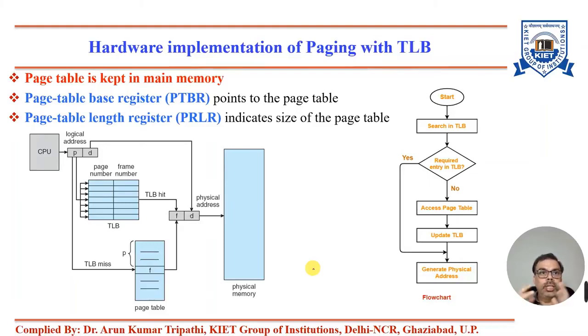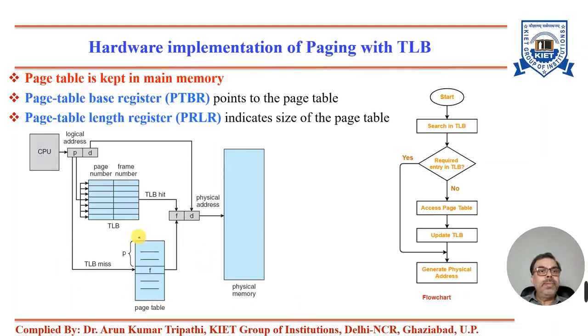So what is it? Let us discuss. As we know, the page table requires space. So where should it reside? We cannot put it into the secondary storage. We cannot put it into the registers. So where should it be? It is in general kept in the main memory, that means the primary memory.